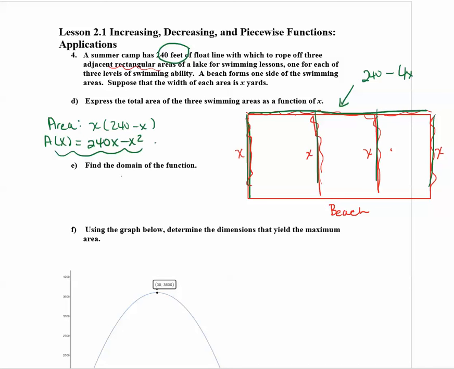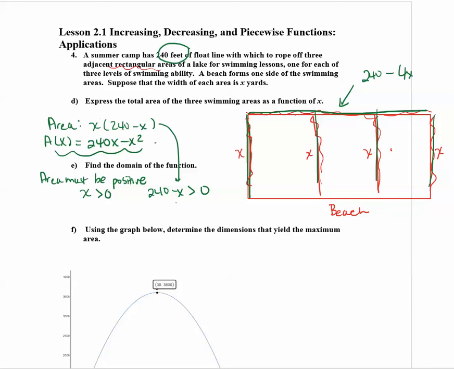Now for the domain of the function, we need to remember that area must be positive. It can't be 0. So if I take this area that I got with the 2 different factors, X and 240 minus 4X, then I want to make sure that each factor is greater than 0. So I get X must be greater than 0. So that's already solved. And then 240 minus 4X must be greater than 0. So we need to solve this one.